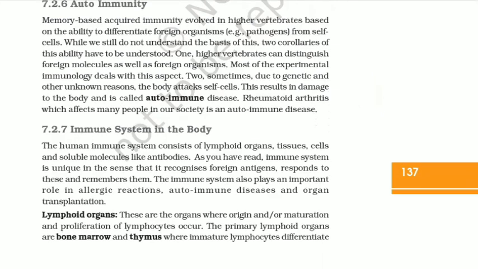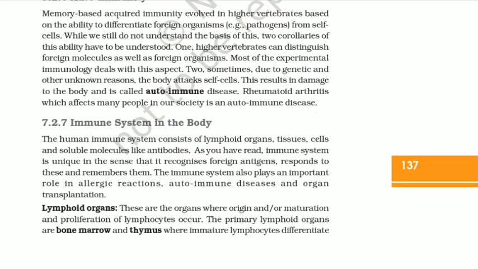7.2.6 Autoimmunity. Memory-based acquired immunity evolved in higher vertebrates based on the ability to differentiate foreign organisms, for example pathogens, from self-cells. While we still do not understand the basis of this, two corollaries of this ability have to be understood. One, higher vertebrates can distinguish foreign molecules as well as foreign organisms. Most of the experimental immunology deals with this aspect.